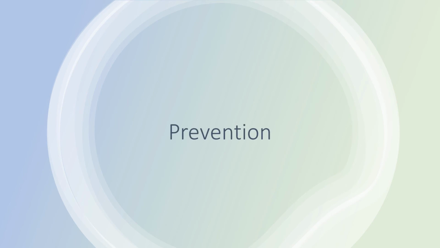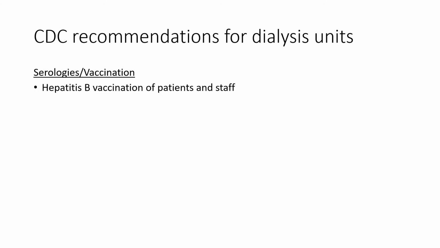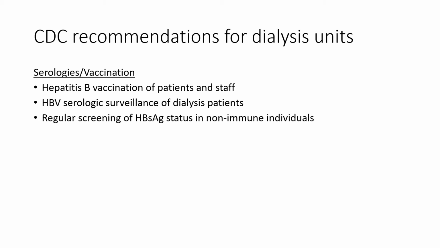All right, now let's discuss the prevention of hepatitis B infection. CDC has many recommendations regarding hepatitis B for dialysis units. First, all patients and staff should be vaccinated against hepatitis B. Second, we check for the hepatitis B surface antigen in all dialysis patients at least annually. And if someone does not respond to the vaccine, so they don't develop the hepatitis B surface antibody, then we will check them monthly for the hepatitis B surface antigen.